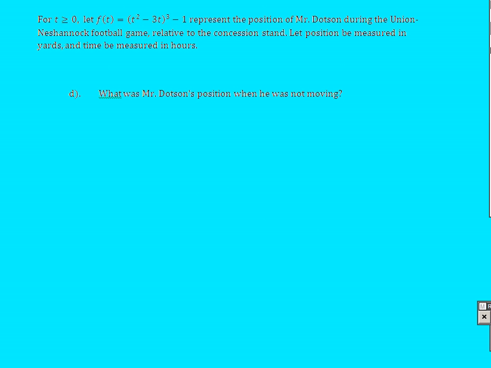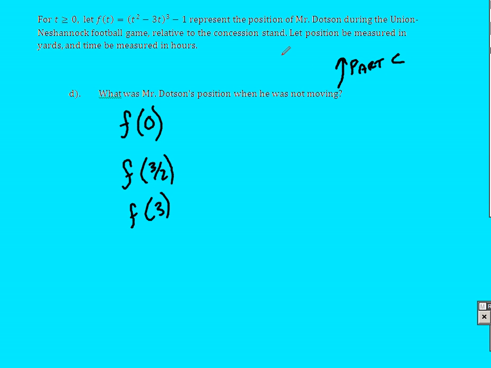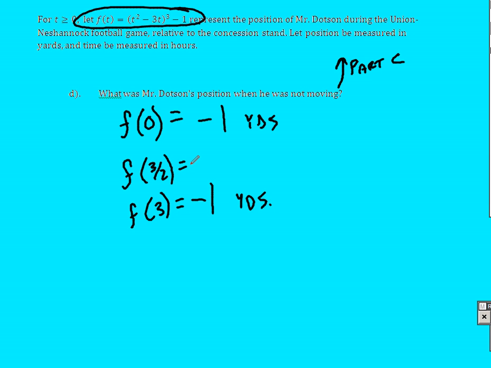It asks, what was the position when I was not moving? So I have to look at those 3 times: 0, 3 halves, and 3. The times when I was not moving came from the previous part. But we need to use the position function again. We want to know the position at those times. Well, I already did f of 0 in number 1. That was negative 1. F of 3, I plug in, I'll also get negative 1. These are all yards. And then for 3 halves, when I plug in, I should get negative 12.4 yards. That's just plugging and chugging.